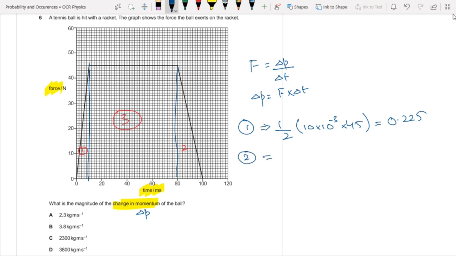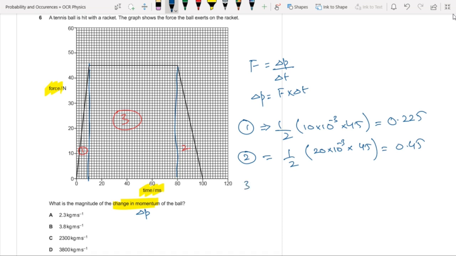For the second shape, we have half. The base here is 20. So 20 times 10 to the power minus 3. And the height is the same, 45. Area comes out to be 0.45.